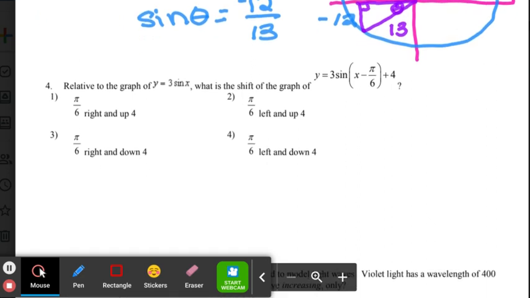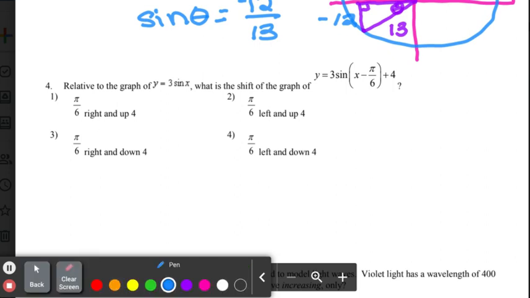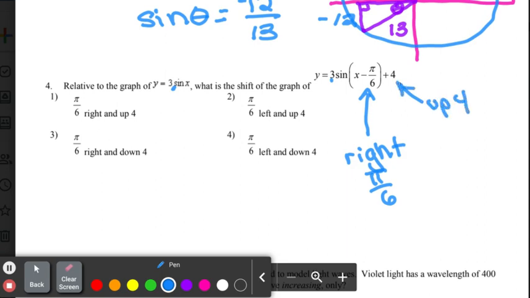Relative to the graph of y equals 3 sine x, what is the shift, and it literally moved up on my paper, of y equals 3 sine of x minus pi over 6, plus 4. So the 3's, those didn't change. What did change? This. It's in parentheses, so that means we're shifting left or right, and remember, it's always the opposite. So we're going to go right pi over 6 units, and then this is up 4. So it would be option number 1.